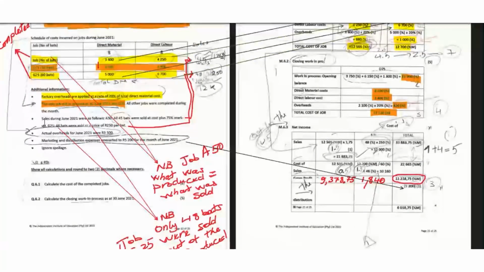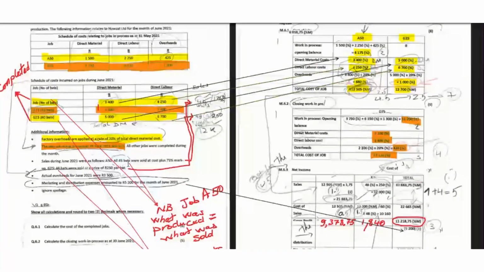Because the second bullet point for the additional information tells us that sales during June 2021 were as follows. A50, 45 bats. So we understand that even though they say the number of bats, maybe they're trying to confuse you. You don't need to worry. But what you need to understand is that 45 bats, meaning that the whole production was sold.